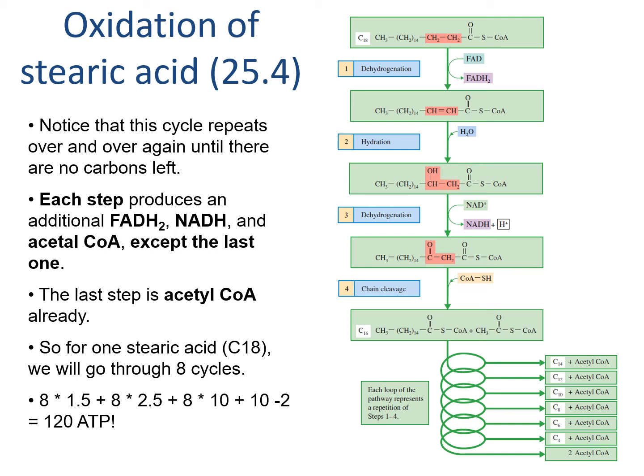This is worth comparing on a per carbon basis to glucose. Stearic acid gives us 40 ATP, 120 divided by 3, for every 6 carbons, while glucose only gives us 30 ATP. Longer molecules will give us even more energy per carbon. So fatty acids store energy much more efficiently than carbohydrates.